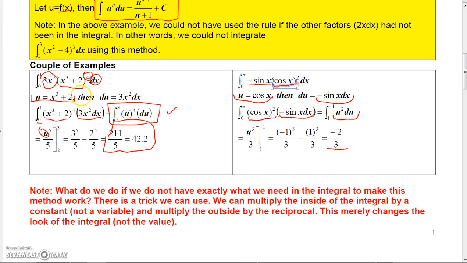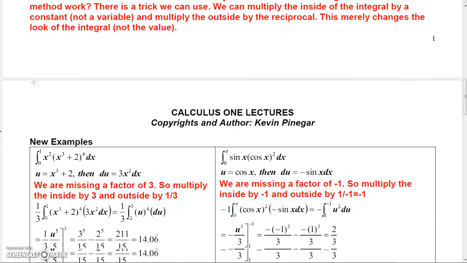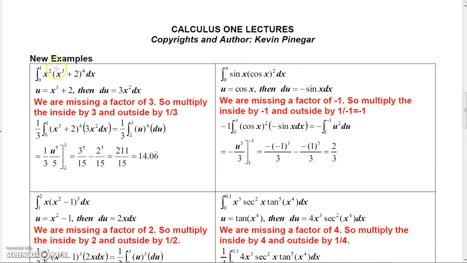Now, what if I had not had the 3, or if this had been just sine x and not negative sine x? Well, there is a way you can manipulate integrals, and what you do is you multiply the inside by whatever constant you need, and then you multiply the outside by the reciprocal, okay? Because then you're just multiplying by 1. And let me show you an example.